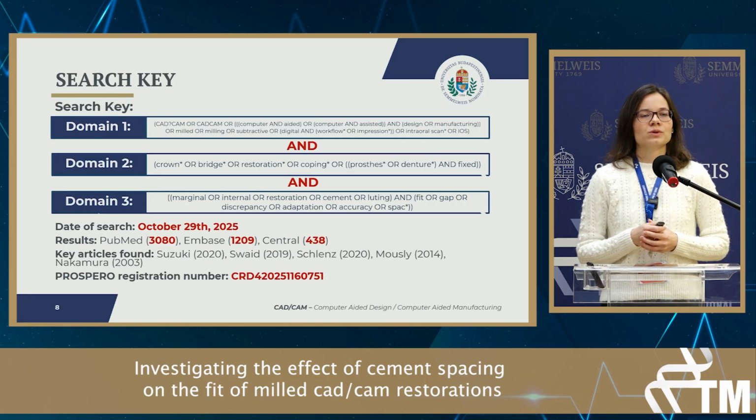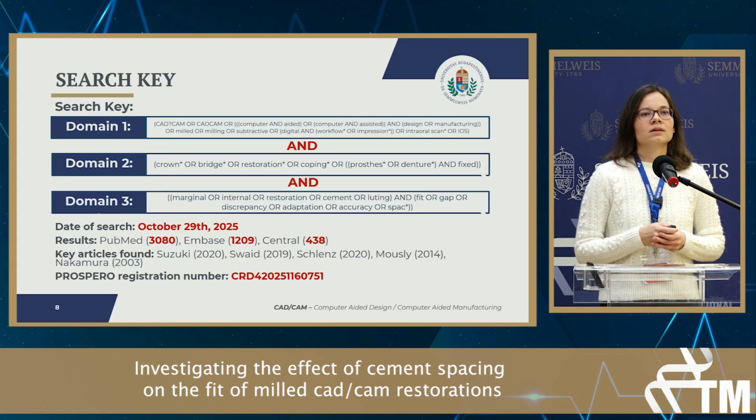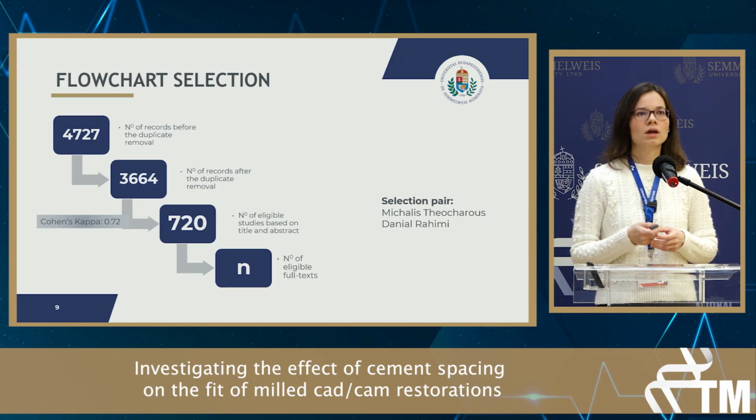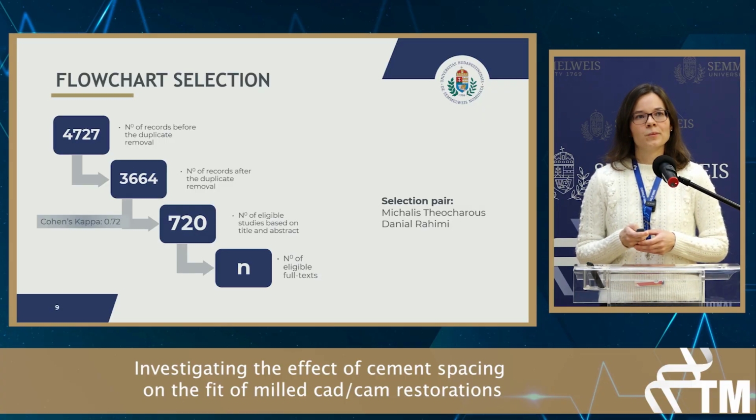Here you can see my search key. The first two domains relate to the population, while the third domain contains the exposures and the outcome. The search was conducted in October with 3 different databases. The search resulted in over 4,700 articles. After duplicate removal, I ended up with 3,600 articles, and we found 720 eligible articles based on the title and abstract.